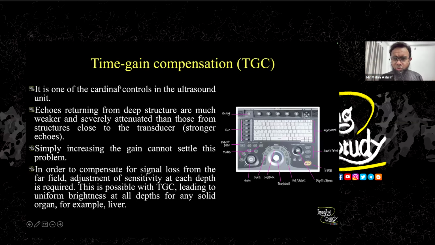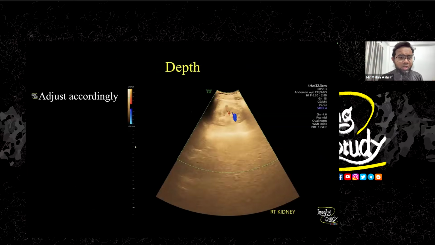Okay. So we rarely actually change these buttons unless we are looking at a very deep structure which we can't see. Sometimes I need to change it by layers also. So we use this button or TGC option to change the brightness or gain at any level of the screen we want. This is the time gain compensation or TGC button.